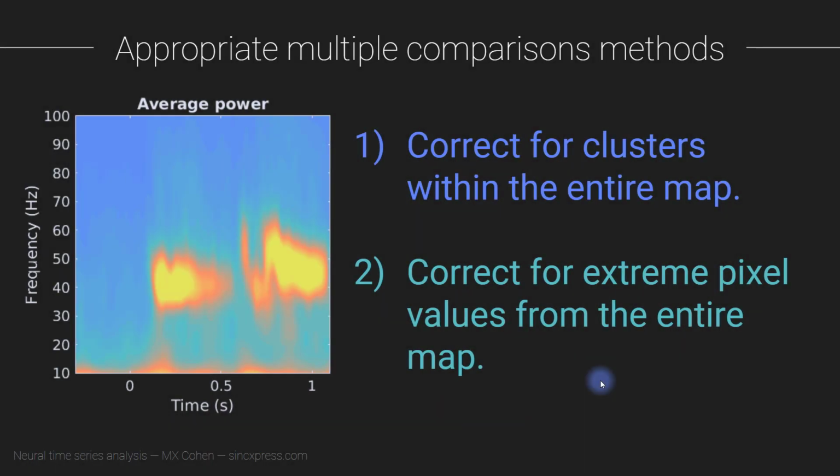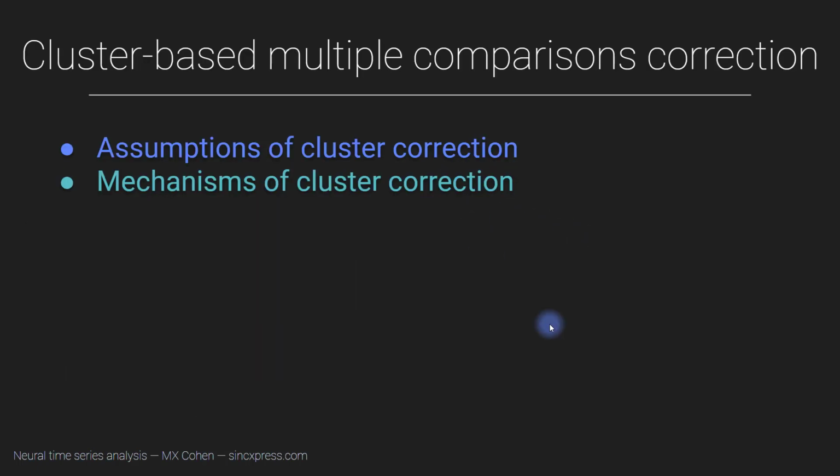The permutation testing framework provides two methods for appropriate multiple comparisons corrections of time frequency data or other kinds of data that have a strongly correlated spatiotemporal structure. Those two methods are cluster correction, so correcting for clusters, and extreme pixel correction, which is looking at distributions of large pixel values. In this video, I'm going to talk about cluster correction, and then in the next video, I'll talk about pixel value-based correction.